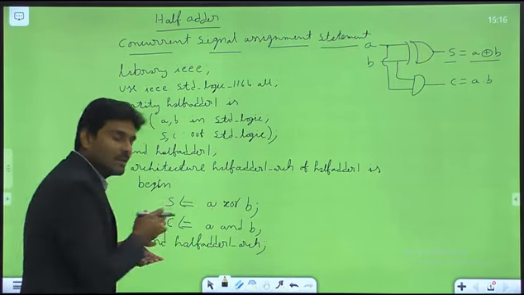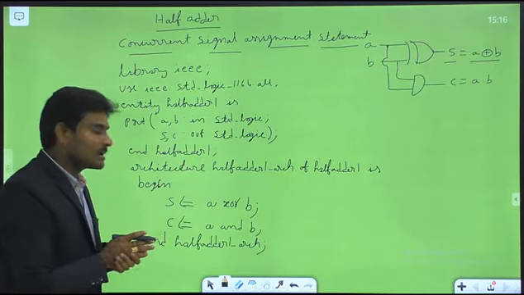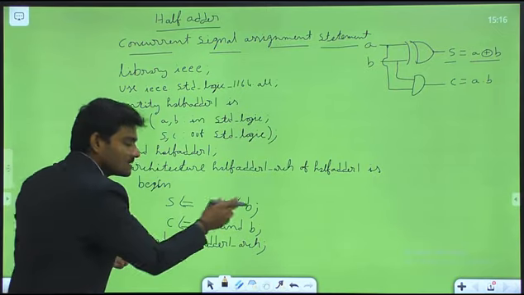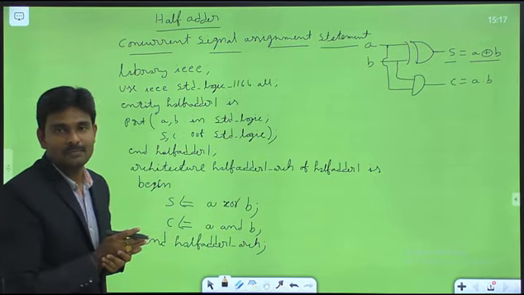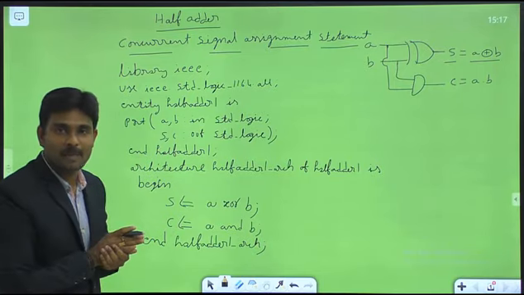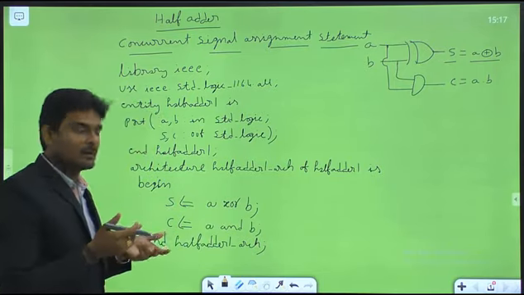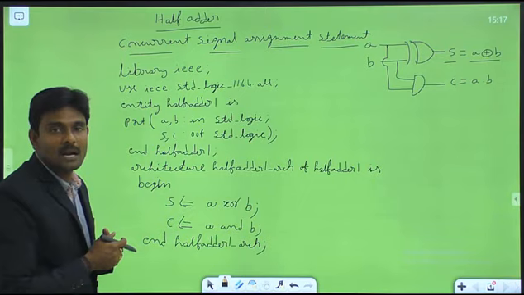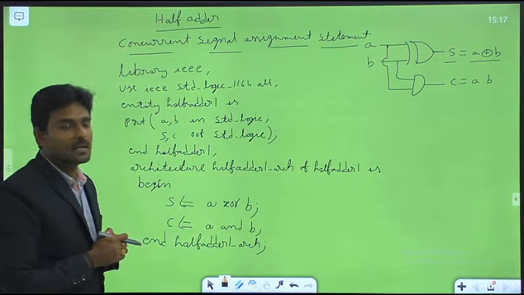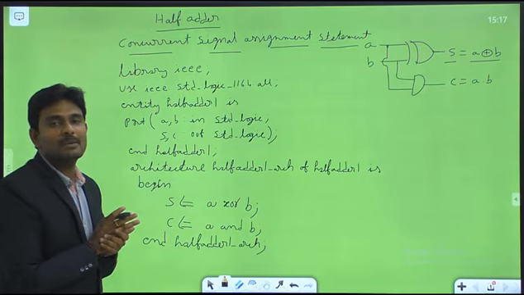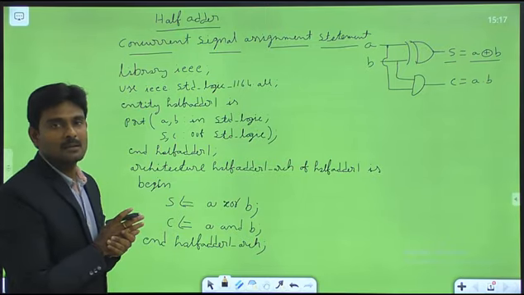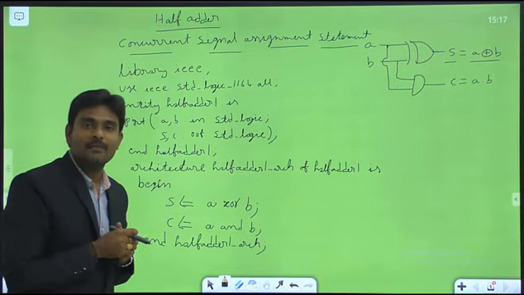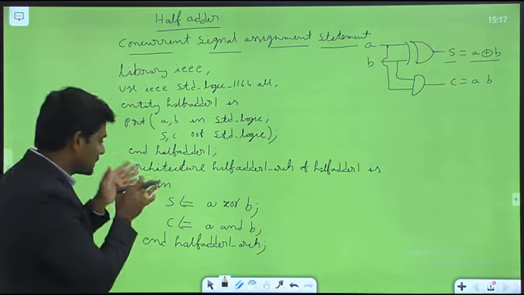The operators are predefined. Boolean operators, built-in operators, we are using directly. These definitions you can get from those packages, which are already defined in that package. Based on that, the compiler knows how to perform the XOR operation between A and B, and how to perform the AND operation between A and B. So this is how we can write in a simple way using the data flow description style. This is the half adder program using the concurrent signal assignment statement. This is the first one.